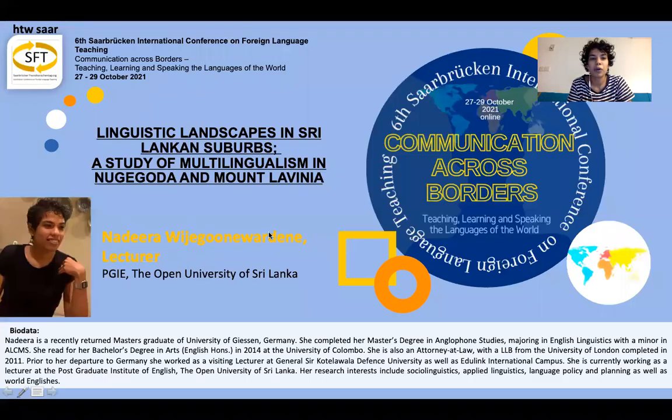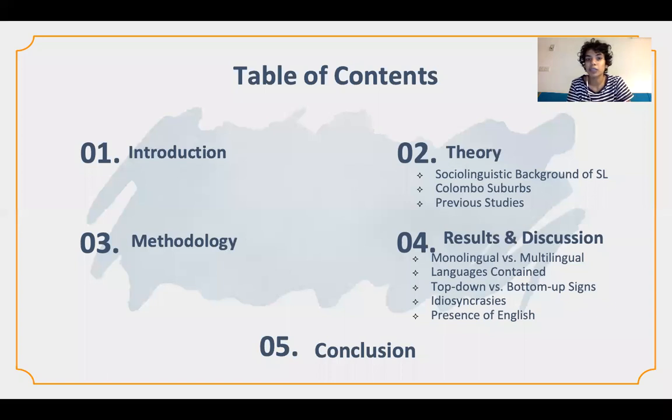So I will be talking about linguistic landscapes in Sri Lankan suburbs, a study of multilingualism in Nugegoda and Mount Lavinia. So I will quickly run you through the introduction and the theory, where I will be talking about the sociolinguistic background of Sri Lanka, the suburbs that I will be focusing on, as well as the previous studies that are relevant. Then I will be briefly touching on the methodology employed and then move on to talk about the results and discussion, where I will be talking about the monolingual versus multilingual, the languages contained, the top-down versus bottom-up signs, as well as the idiosyncrasies and the presence of English, and then conclude by answering the research questions as well as my hypothesis.